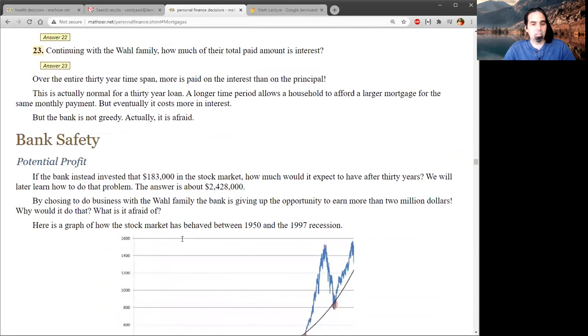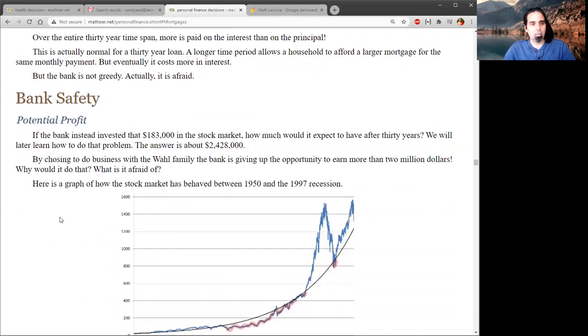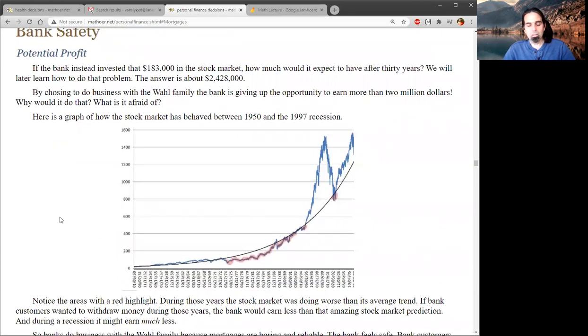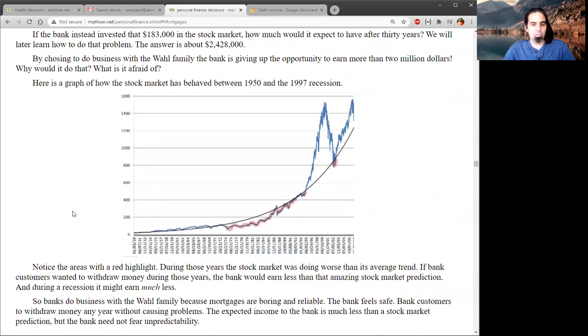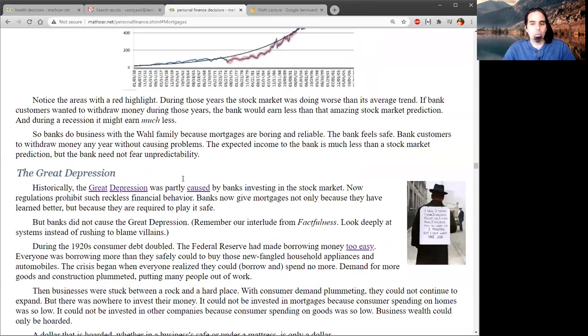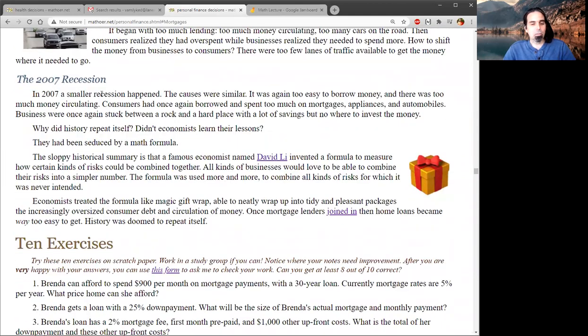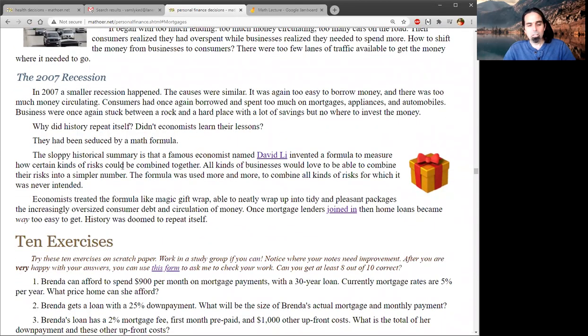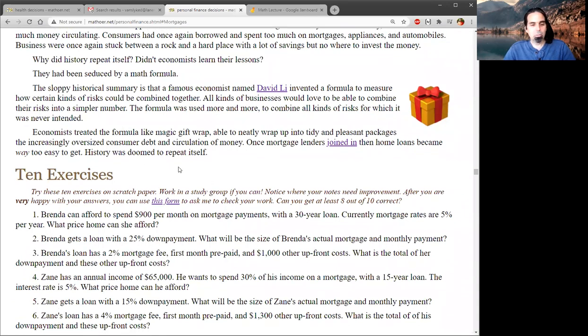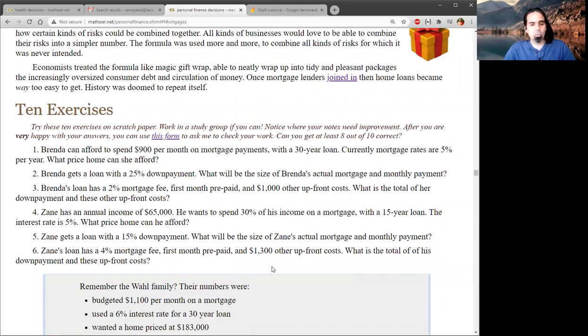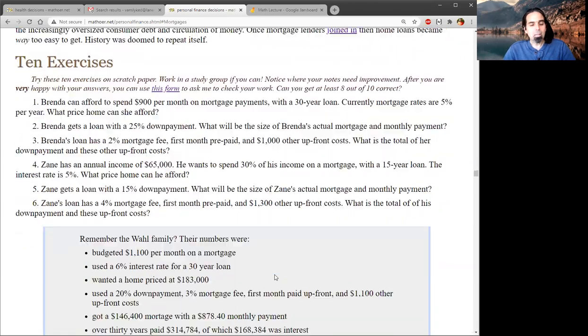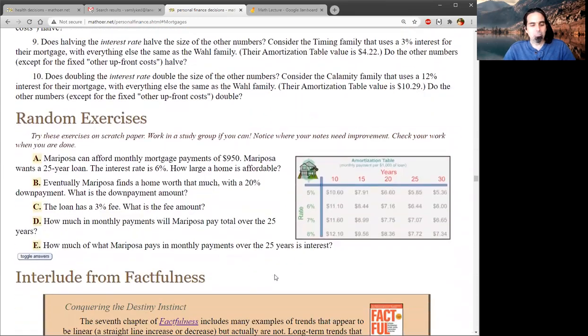Also, not during class time, there's a little essay about bank safety. Why do banks give mortgage loans? Why can't banks invest all their savings in the stock market? What happened with the Great Depression? What's the velocity of money? What happened with the 2007 recession? Things like that. So read that on your own. It's interesting. You can be a well-educated person, but I'm not going to do that during class.